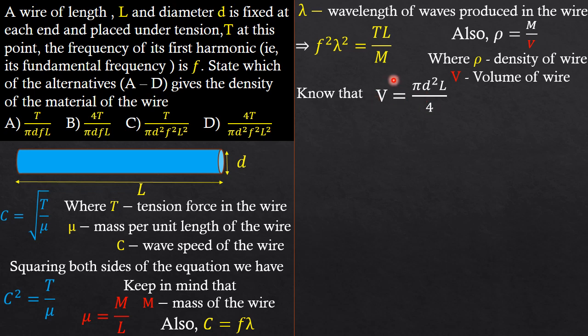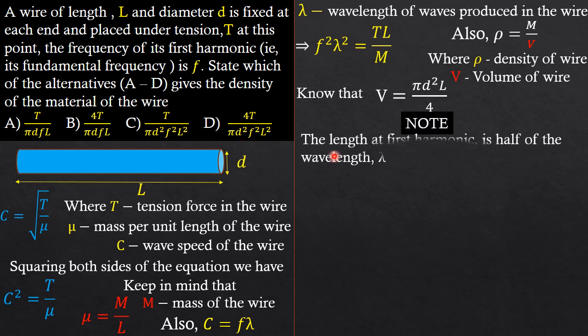So we have all of these because these are the tools that we are going to use to come out with an expression for the density. We should also note that the length of the first harmonic is half of the wavelength. The first harmonic occurs where the distance between a node and a successive node is the same as half of the wavelength.